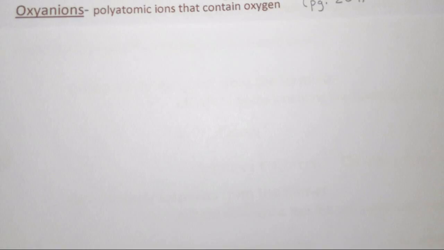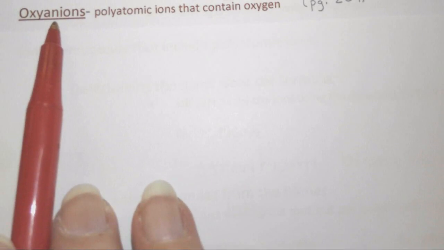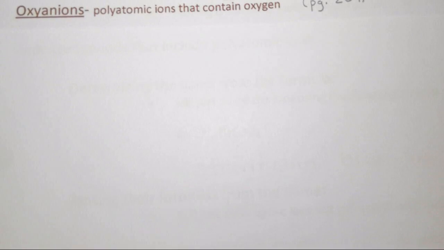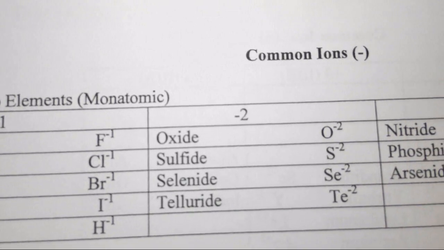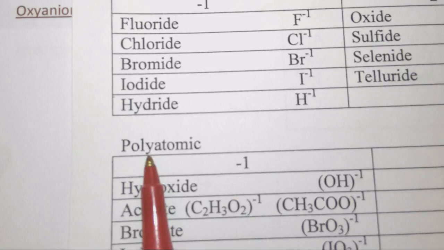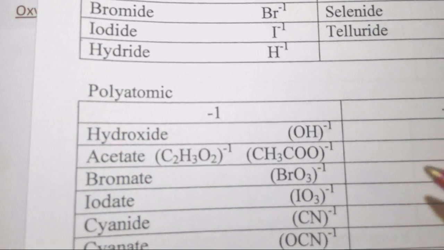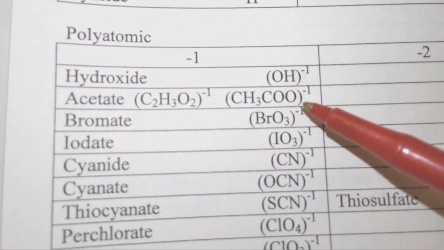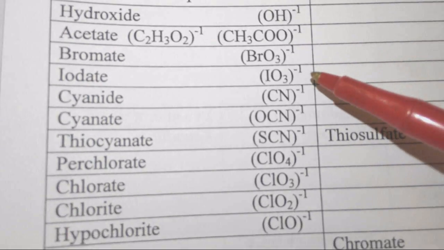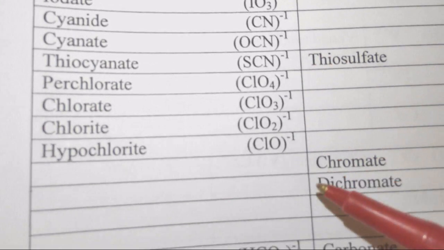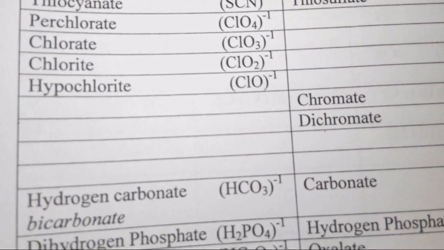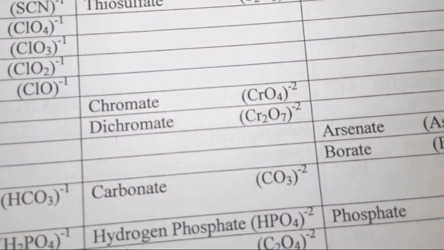Polyatomic ions that contain oxygen. Notice they're called oxyanions. So these are negatively charged. And if you look on your ion chart, on the negative side, the polyatomic ions that are listed, most of them are oxyanions, right? Almost all of them, there's a few exceptions, like this one, do contain oxygen. Okay, so this is where your oxyanions are.